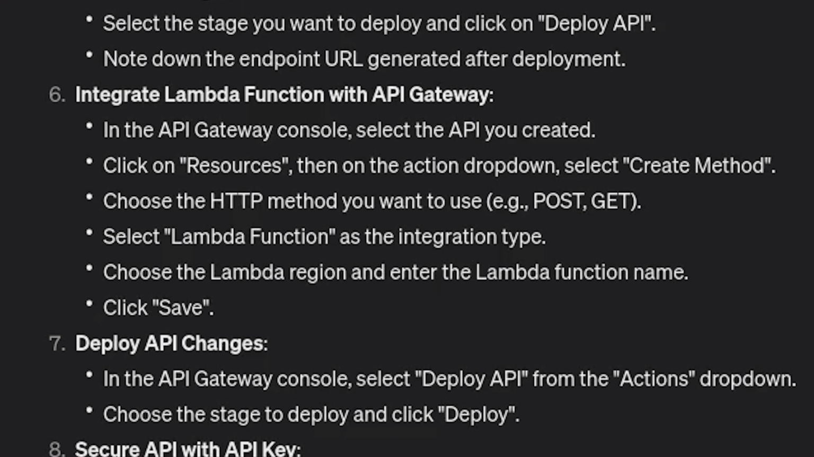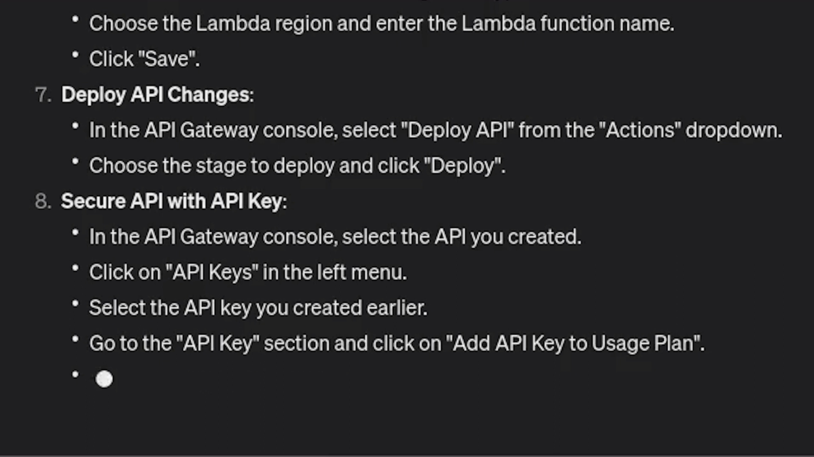Enable API key usage. In the API Gateway console, go to the API that you've created. Click on API keys in the left menu. Select the API key you created and click on Enable. Choose the stage where you want to use this API key. Deploy API. In the API Gateway console, go to the API you've created. Select Stages from the left menu. Select the stage you want to deploy and click on Deploy API. Note down the endpoint URL generated after deployment.